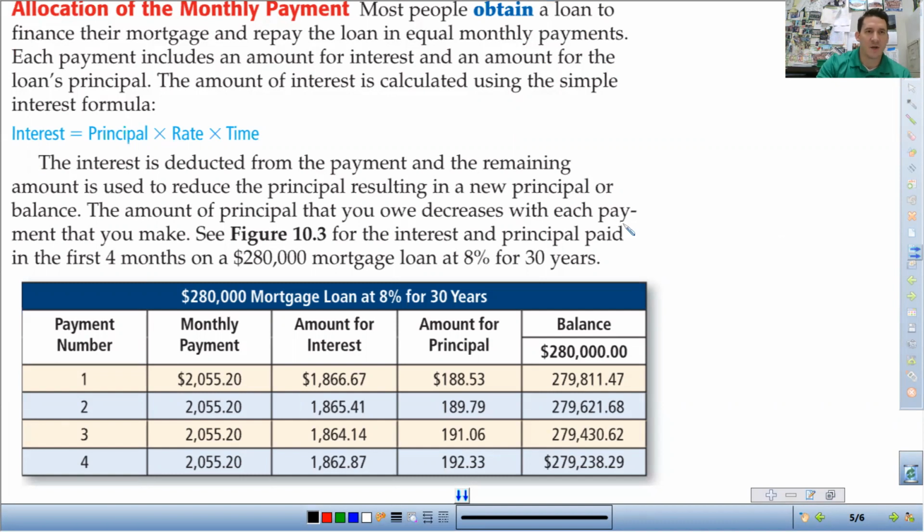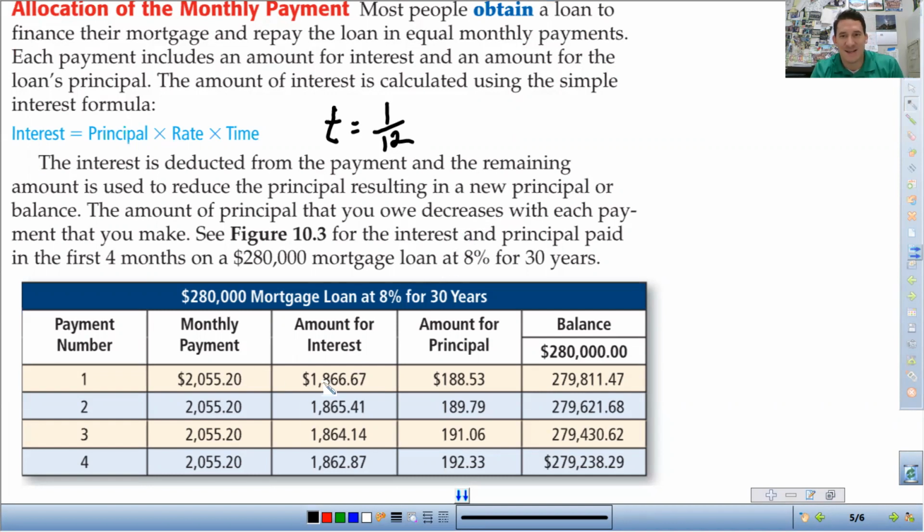One thing to know: interest is principal times rate times time. We just use the simple interest formula. Because you're paying every month on a mortgage loan, the time in terms of years for 1 month would be 1/12 of a year. So T for all the problems that we do today, time is 1/12 of a year. All right, 1 month. The interest is deducted. We just talked about this.